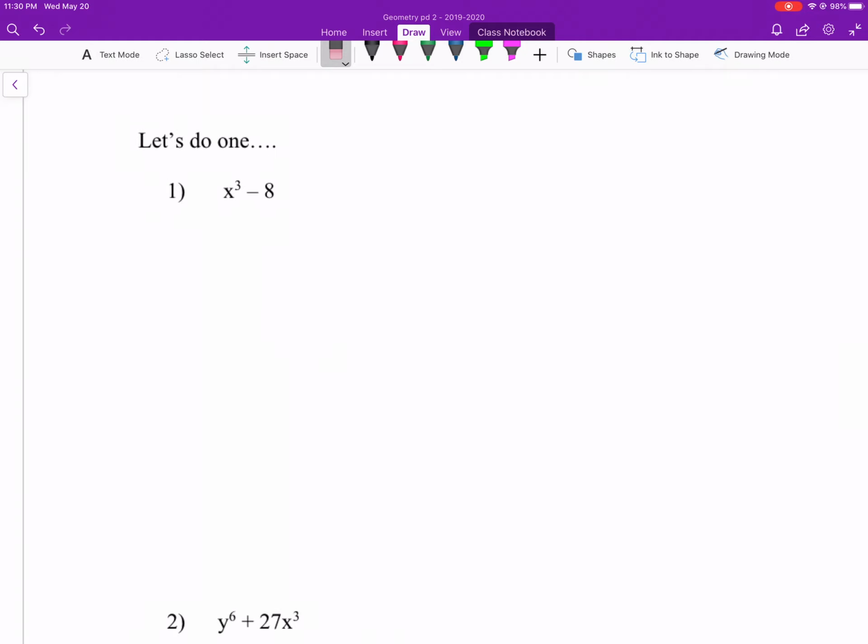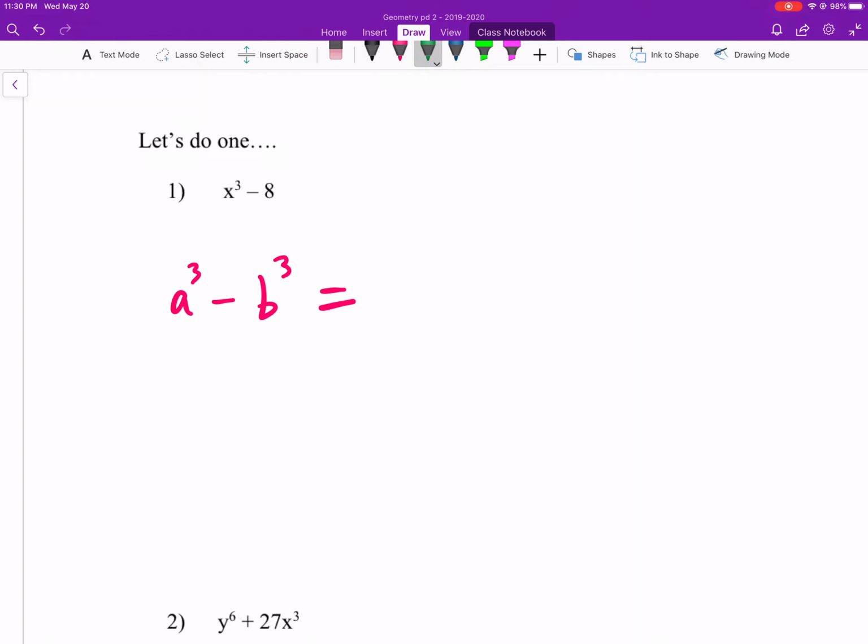Okay, so let's do one. X to the third power, x cubed, minus 8. We need to factor this. That's what the problem will say: factor. It's important to recognize that right now, this is the difference of two perfect cubes, which is a to the third minus b to the third. So let me write this over here. A to the third minus b to the third. And there's a factored form for that.